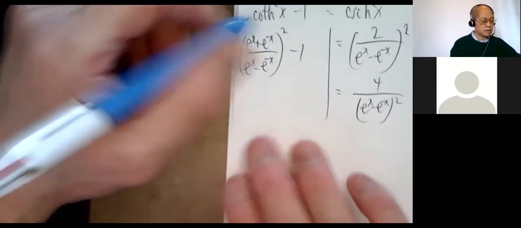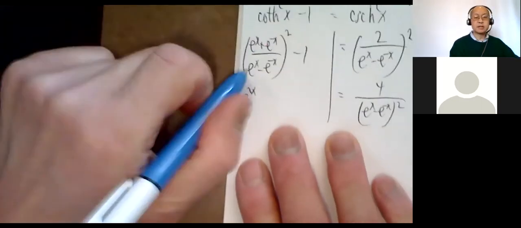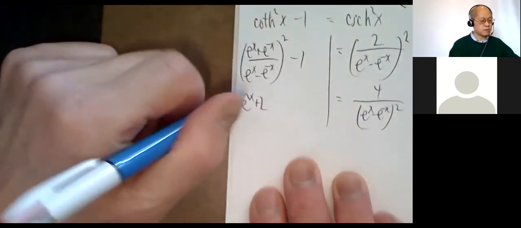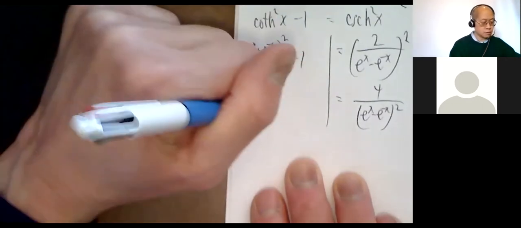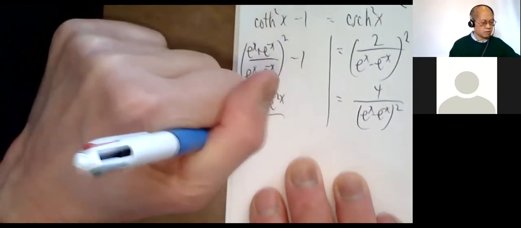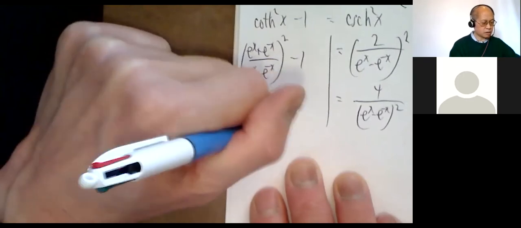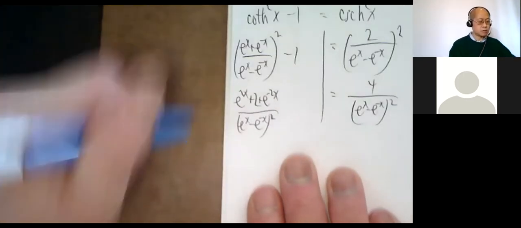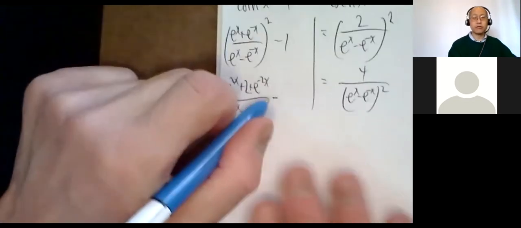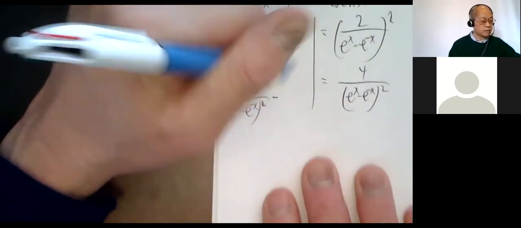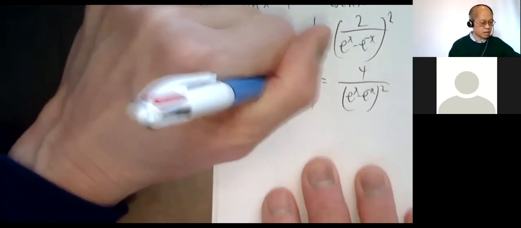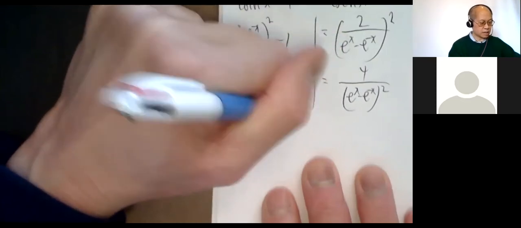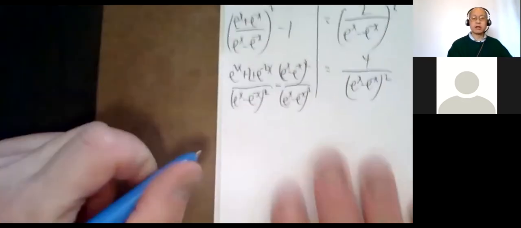Okay, so this is e^(2x) plus 2ab, 2 times that times that. That times that is 1, 2 times that is 2, plus e^(-2x) over (e^x minus e^(-x)) quantity squared, minus 1, which can be written in the form of (e^x minus e^(-x)) squared over (e^x minus e^(-x)) quantity squared.